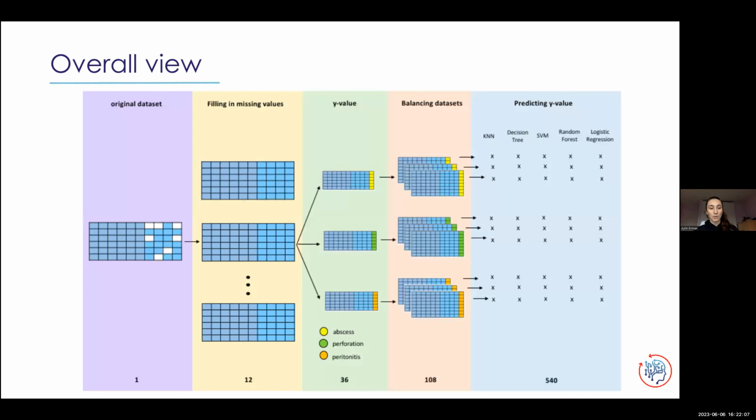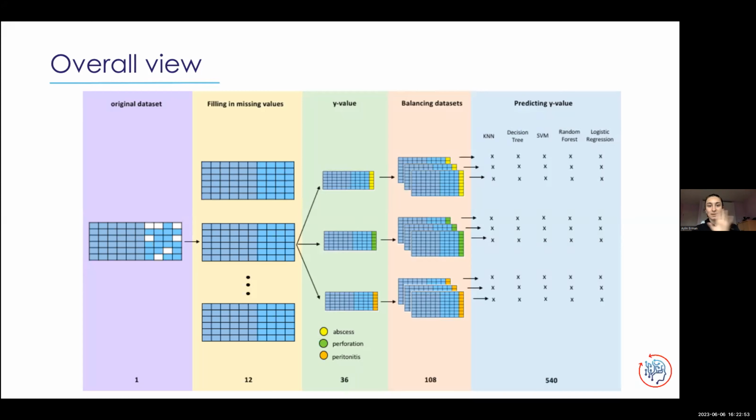So overall, this is what's happening. You have your original data set, it has missingness. You fill in these missing values, you get 12 imputed data sets. You make a data set specific for each of the things that you're trying to predict. So one data set with all the filled in missing values plus abscess. Same thing with perforation, same thing with peritonitis, because that's what you're interested in predicting. You balance these data sets in 3 different ways, and then you try these 5 different models to predict abscess, perforation, and peritonitis, which are then used again to calculate the grade, the final grade.